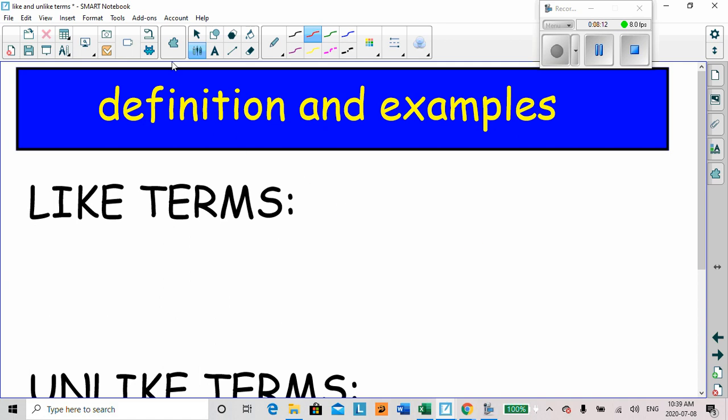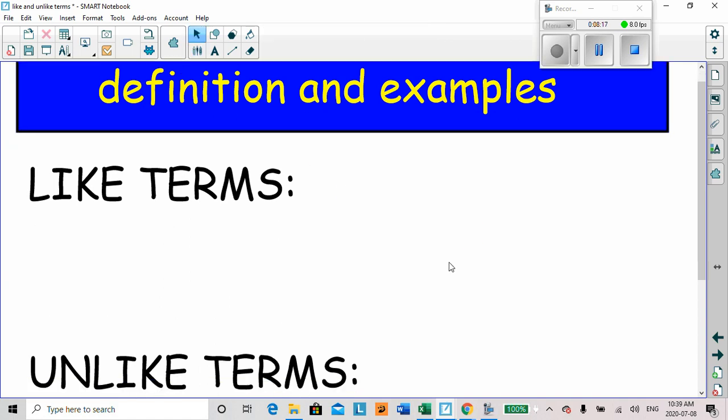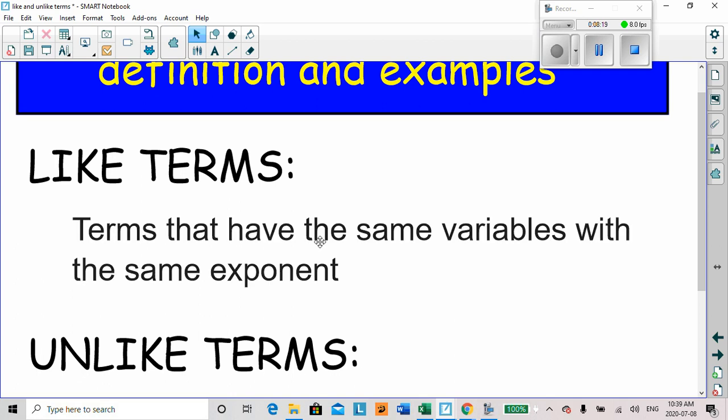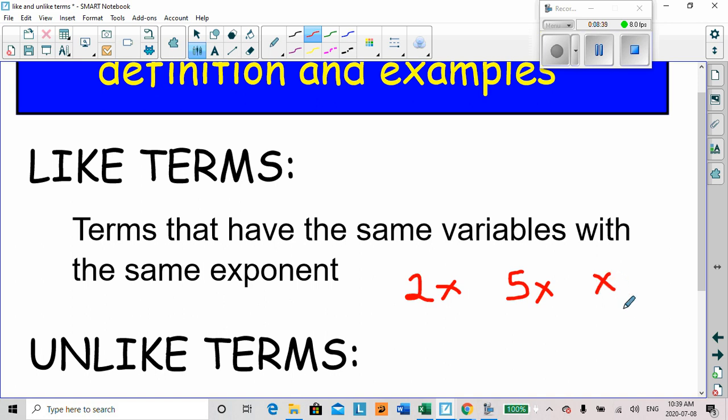All right, we're ready now for a definition. You should write this down in your notebook. Like terms are terms that have the same variables with the same exponent. So, for example, 2x is a like term with 5x, or just x, because that would be 1x.